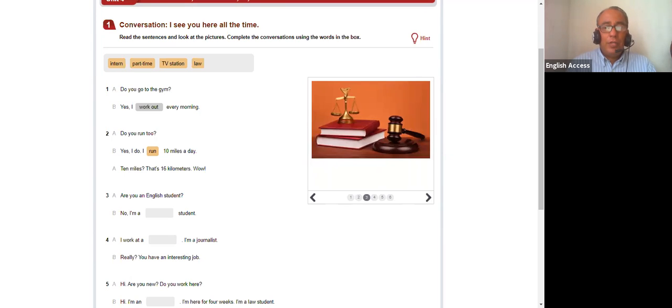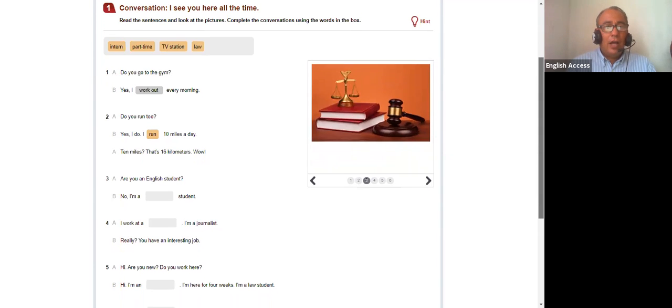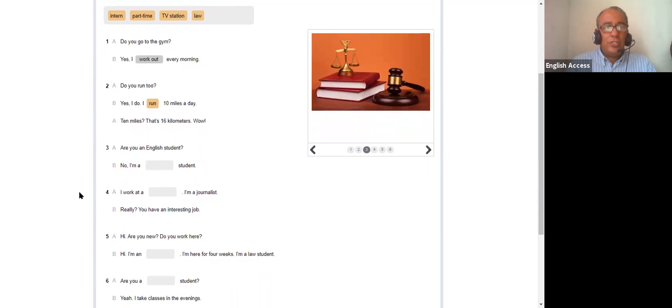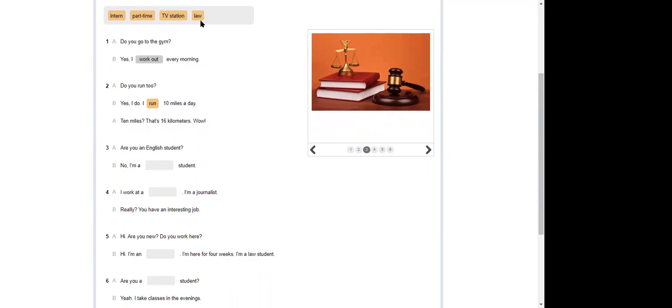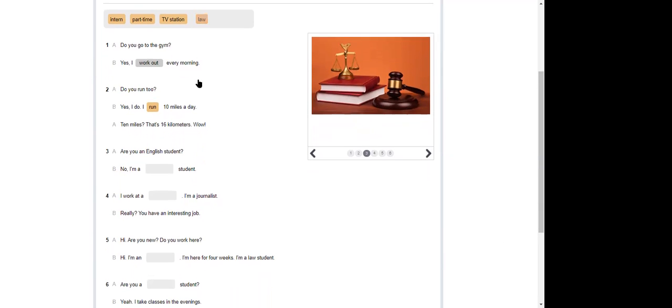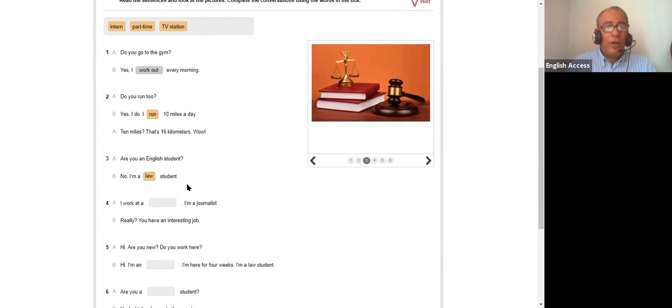What about number three, Fatima? It says, are you an English student? No, I am a law student. Exactly. Law refers to leyes. In this case, as the picture says, like an abogado, a law student. This person is studying law, la ley.